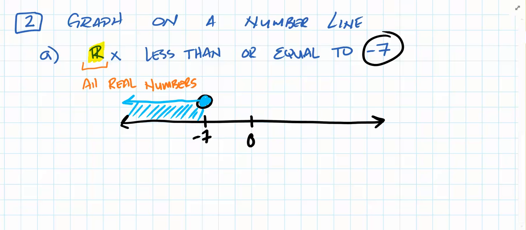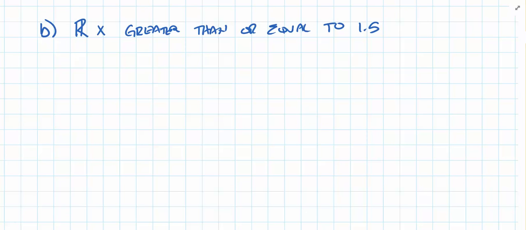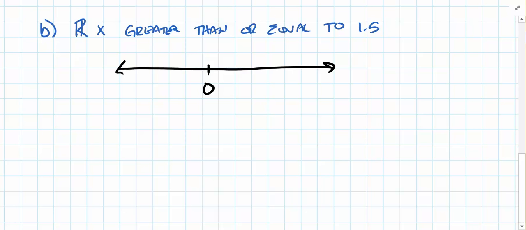Okay, here we go. Let's do all real numbers x greater than or equal to 1.5. We'll do this one a little bit faster than the last one. Okay, so we're going to go ahead and draw our number line. Give me 0 somewhere on the number line. And now let's talk about 1.5. Where's 1.5? To the right or to the left of the 0? Has to be to the right, so I'll put it anywhere you want. Doesn't matter to me where you put it.